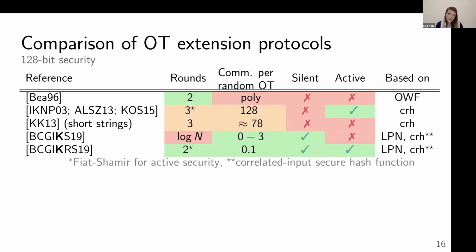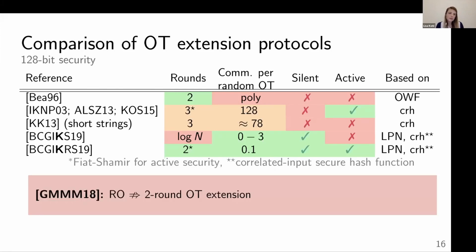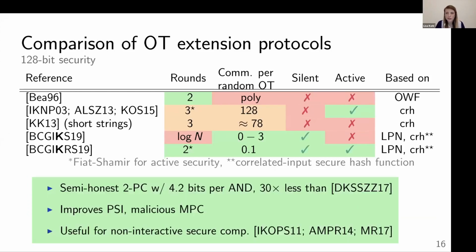This is just the advertisement slide for why you should continue listening for the rest of the talk. Another interesting result of this line of work is that it gives you the first efficient 2-round OT extension. In some sense, there was a lower bound by Garg et al. that from symmetric key primitives, you cannot get 2-round OT extension in a black box way. Of course, our construction is not black box, but it can live in the symmetric key world.